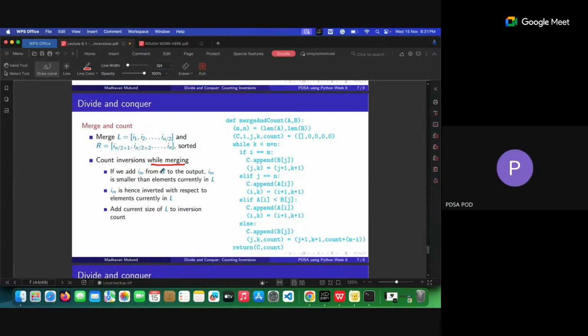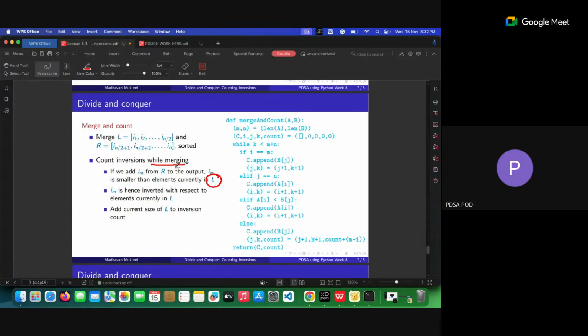So each IM is taken from the right partition, and the right partition is from the middle element to the last. The left partition is from the start up to before the middle. So if you add IM from the right to the output, IM is smaller than the elements of the left, whatever left elements remain.